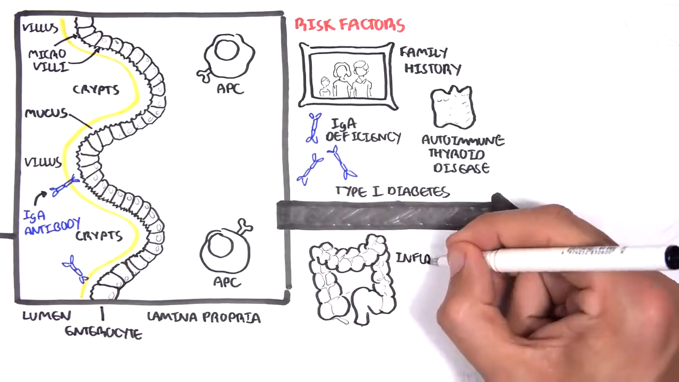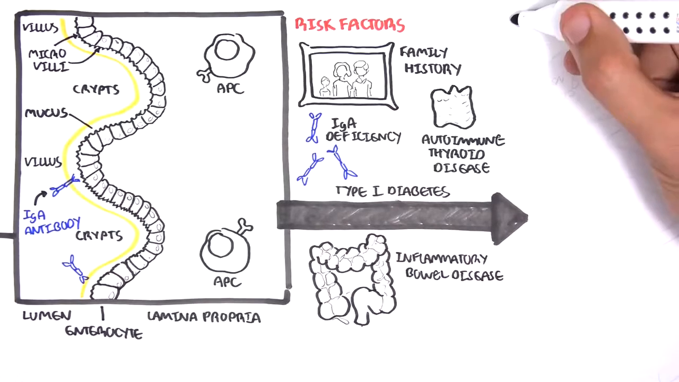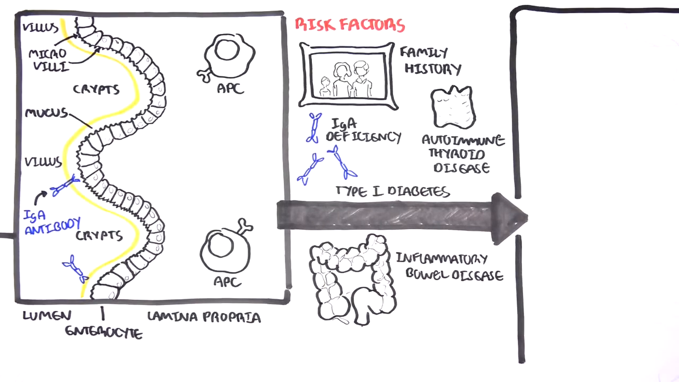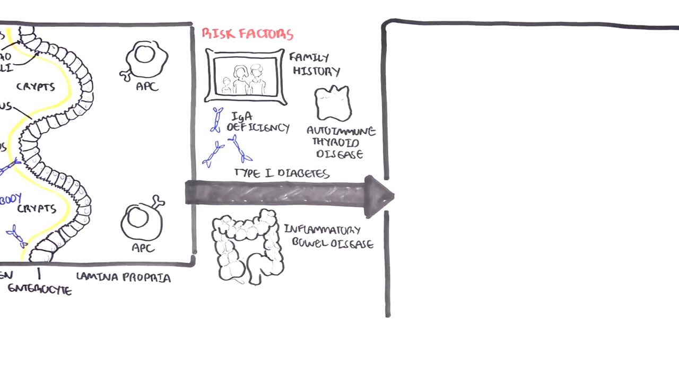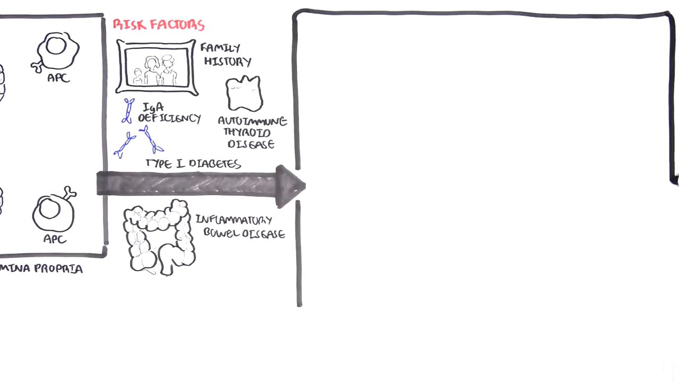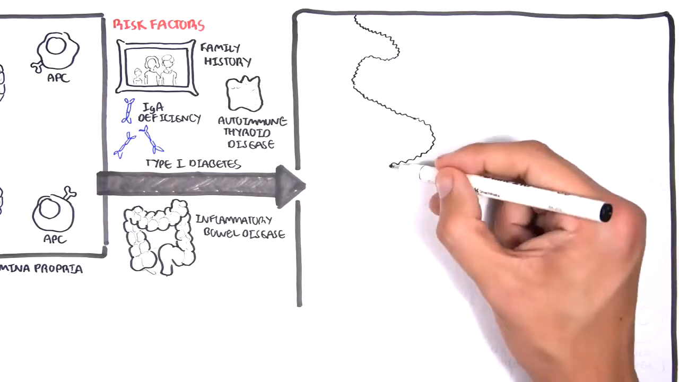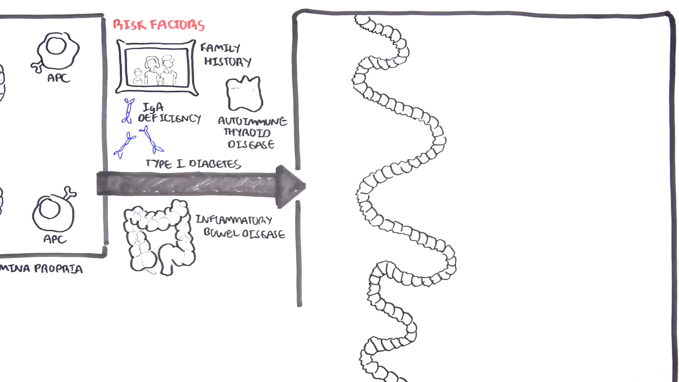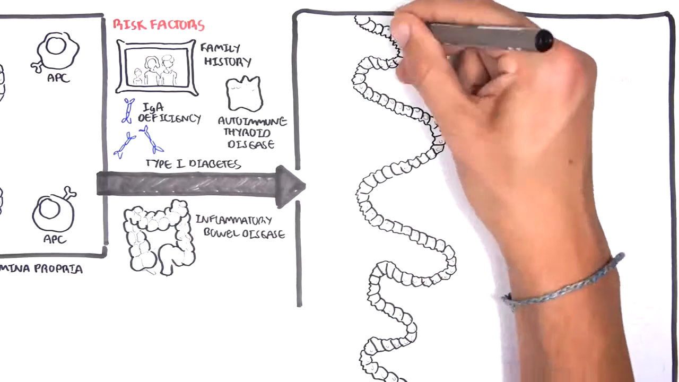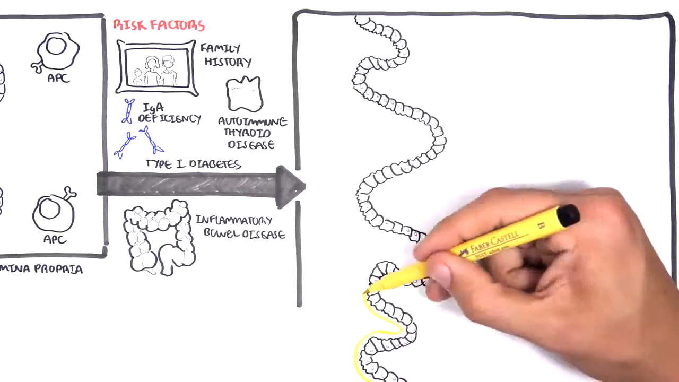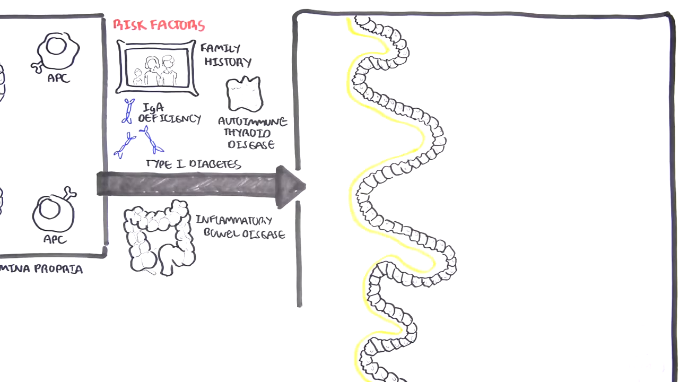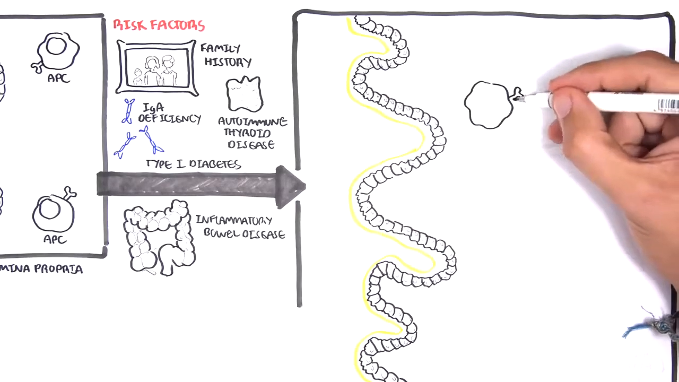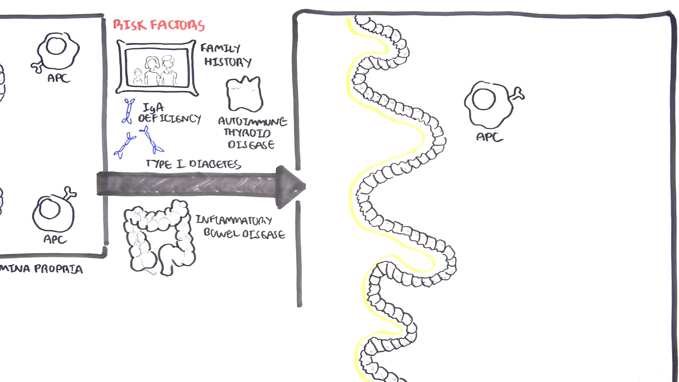bowel disease. The pathophys of celiac disease is a mystery, but here and now I'm just going to draw about the current theory. So drawing it out, I'm just drawing the same picture on the left. Here we have the lumen of the small intestine, the enterocytes, and above the enterocytes is the mucus in yellow. Below the enterocytes is the lamina propria, where we can find some cells, including the antigen-presenting cells.